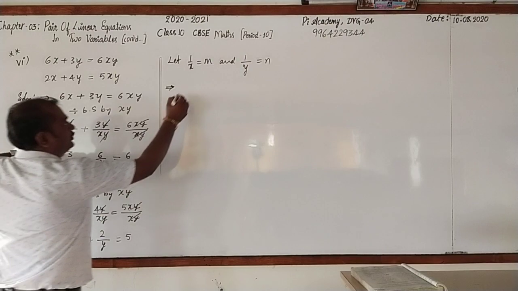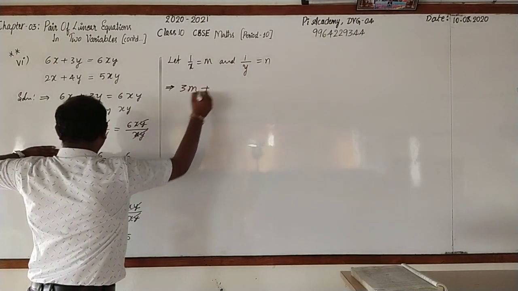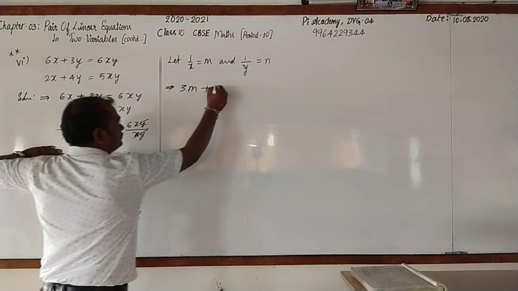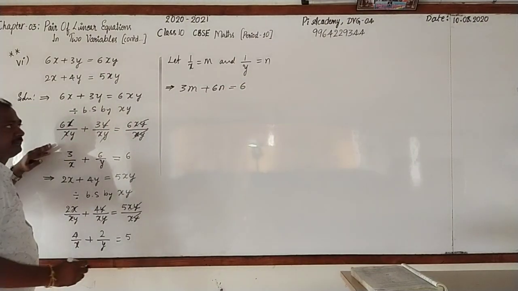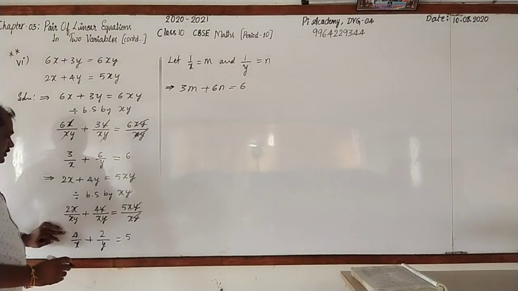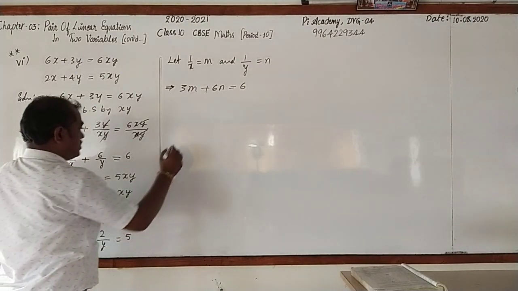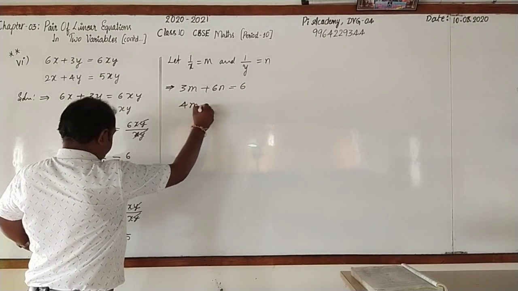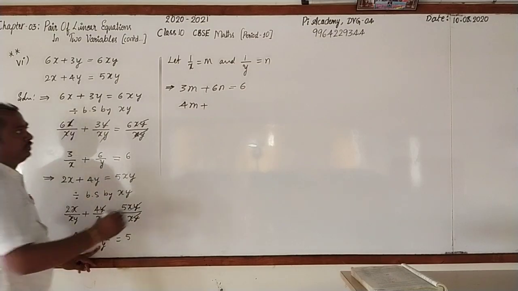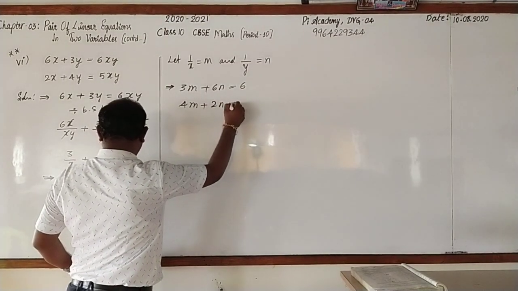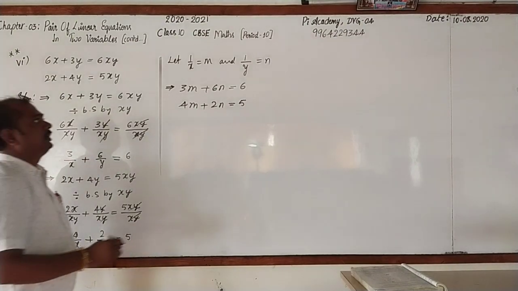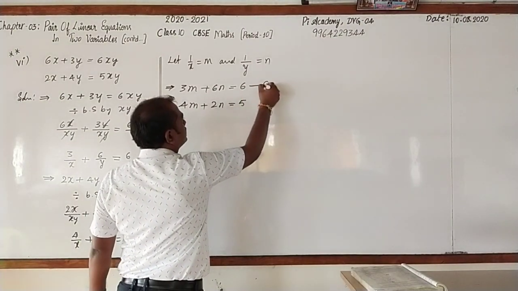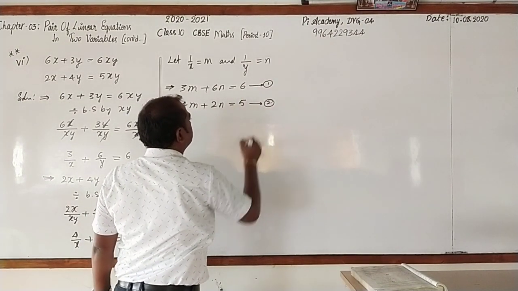This equation can be written as 3m plus 6n is equal to 6. And observe, this is 4m plus 2n, this is equal to 5. Hope that you have understood. Now, you may call this as equation 1 and this as equation 2.